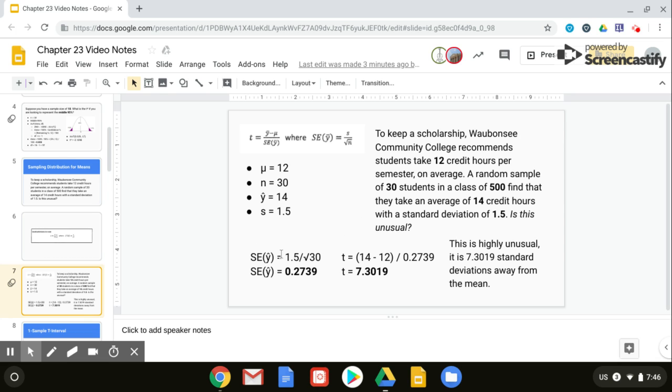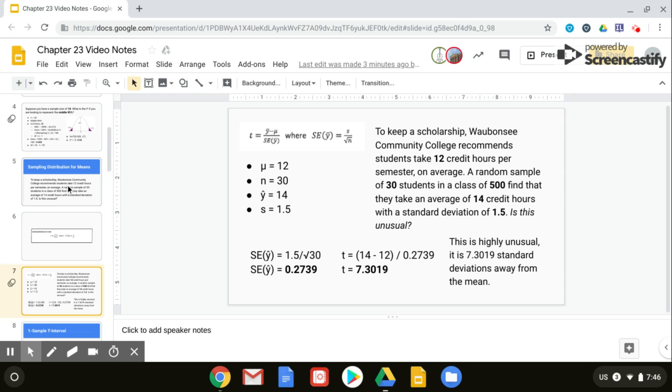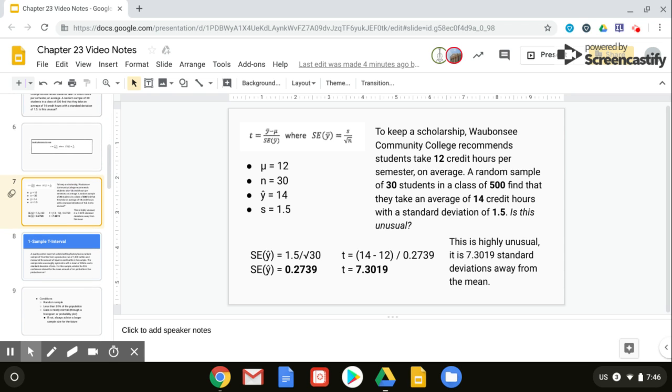With a standard error of y bar, we have 1.5 over the square root of 30, which equals 0.2739. And then our t would be 14 minus 12 divided by 0.2739. So then we would get a t of 7.3019. This leads us to think that it is highly unusual, since it is 7.3019 standard deviations away from the mean. Usually we want to have a lower number of standard deviations away from the mean. Otherwise, the higher the number of standard deviations away from the mean, the more unusual it is.